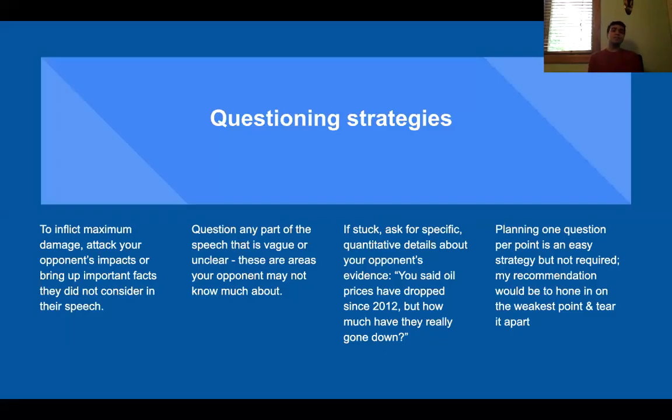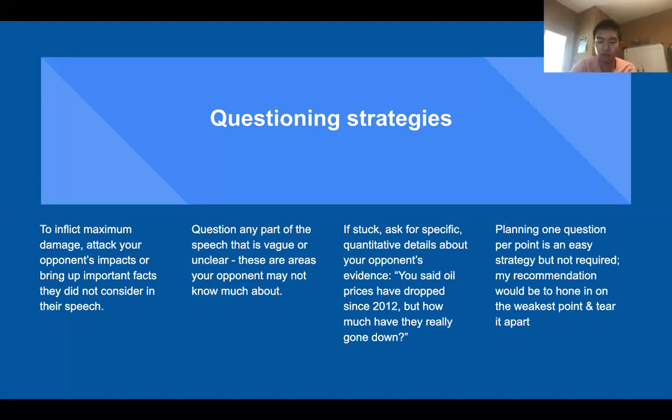Questioning strategies. To inflict maximum damage, attack your opponent's impacts or bring up important facts they did not consider in their speech. For example, I'm just trying to think of an example. It's really hard. Steve, Brian, do you have any good examples of a good cross-examination question where you attack an impact or an important fact they didn't bring up in a speech, maybe from personal experience?